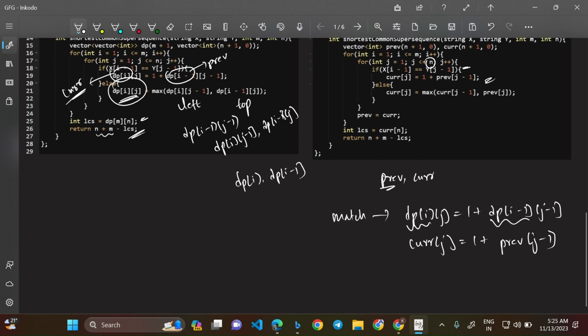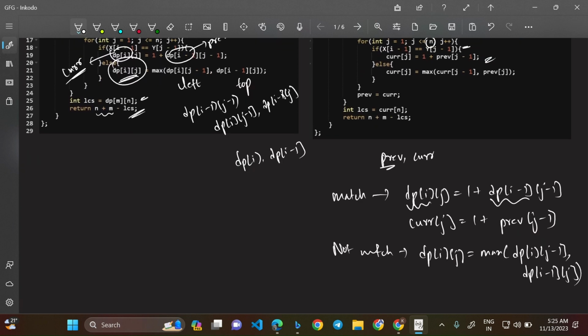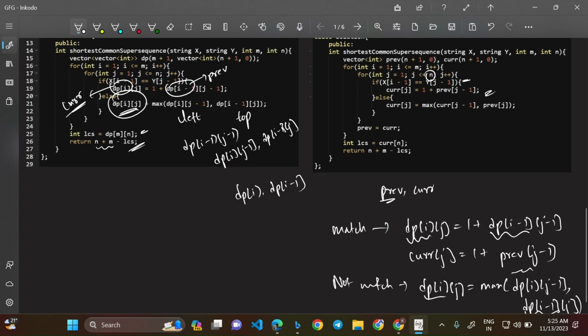And else, if not match, what are you going to do? You'll be taking the maximum: dp of i j is equal to the maximum of your left, that is dp of i j minus 1, and your top, that is dp of i minus 1 j. So replace the things again accordingly. dp of i is basically current, so this is also current. So current of j equal to maximum of current of j minus 1, and how do you do this? dp of i minus 1 is previous, so previous of j. All right. So that's what I've written here: current of j equal to max of current of j minus 1, comma previous of j.